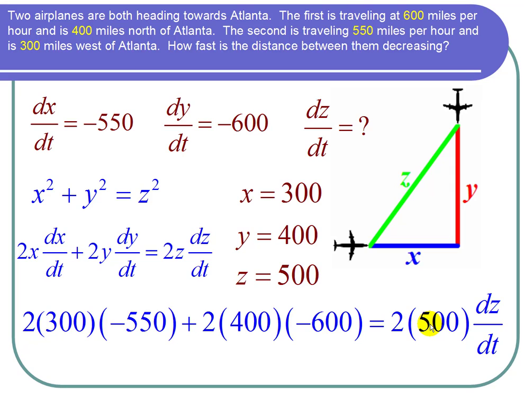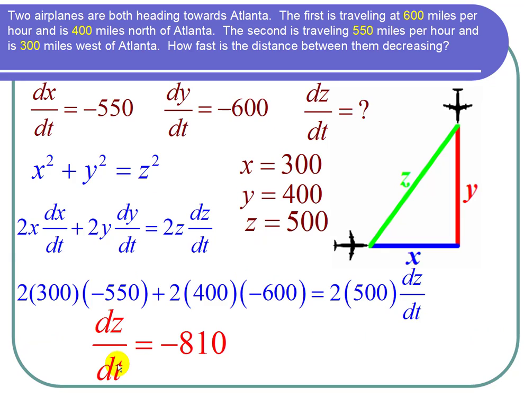So our final answer is that the distance between the two airplanes is decreasing at a rate of 810 miles per hour. And I'm done with the problem.